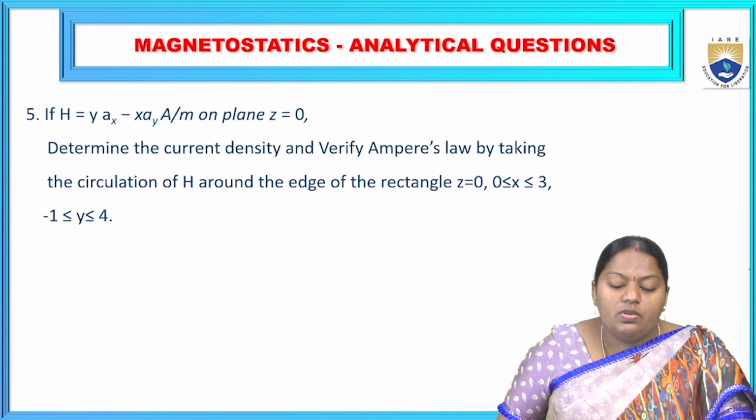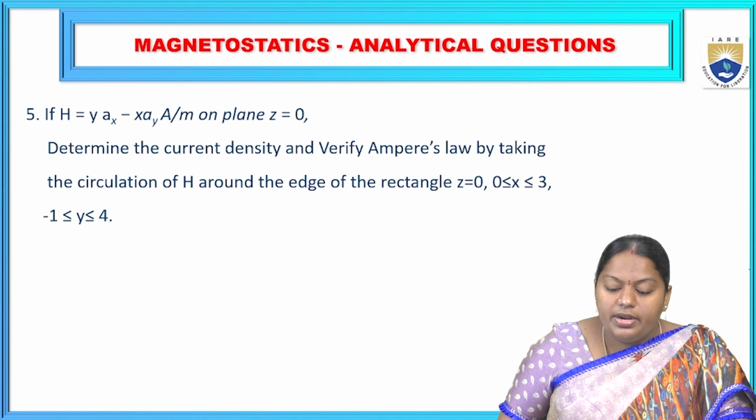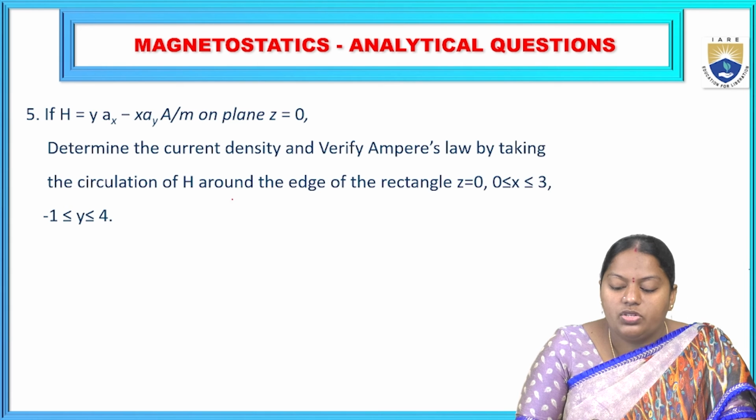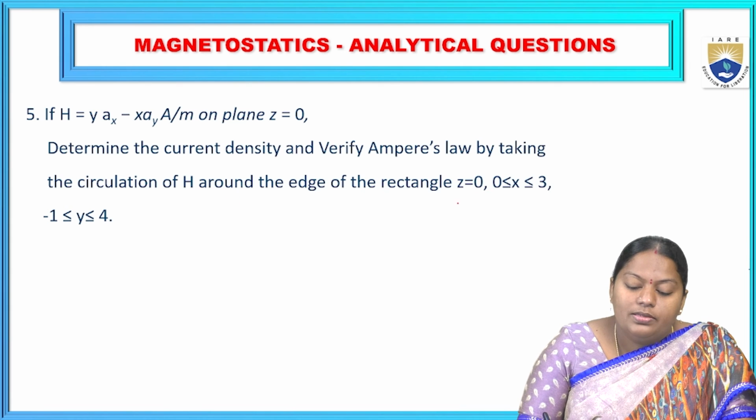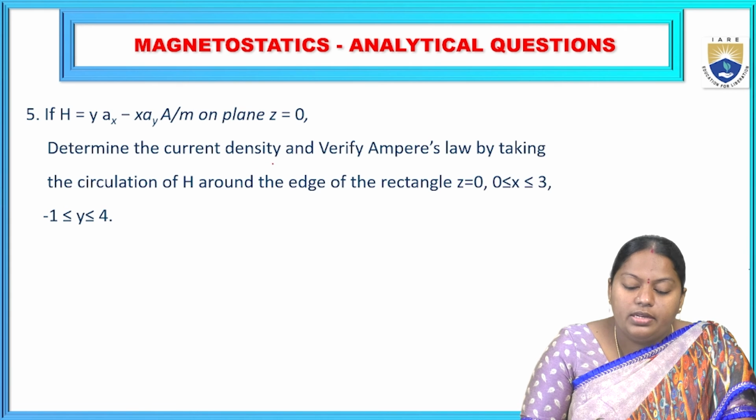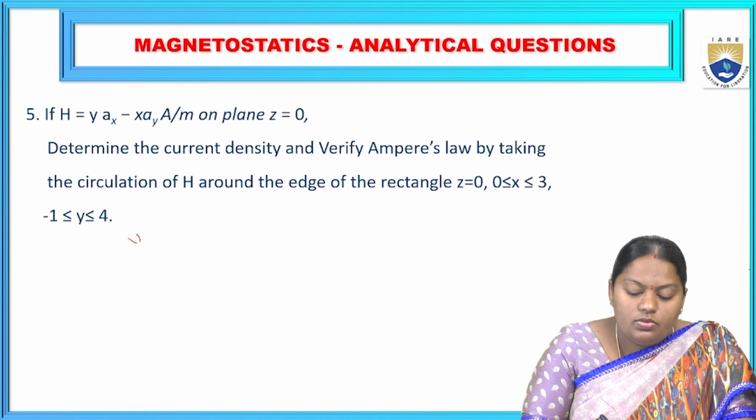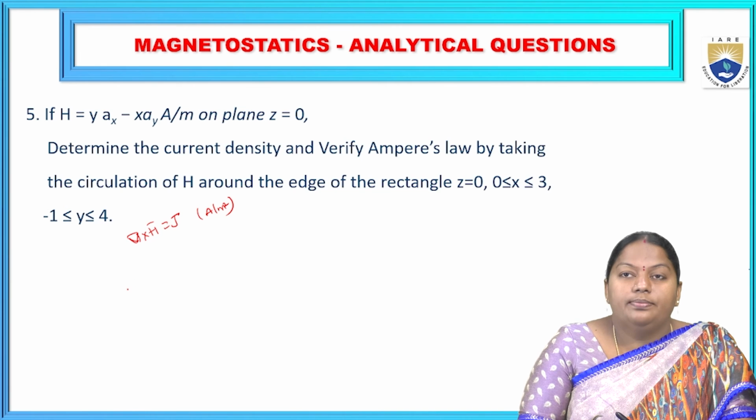Next, if H is equal to y ax minus x ay ampere per meter on the z equal to 0 plane, then determine the current density and verify Ampere's law by taking the circulation of H around the edge of a rectangle on z equal to 0. First, we need to find the current density. To find the relation between J and H, the formula is del cross H bar equal to J. From this, J can be measured in ampere per meter square.